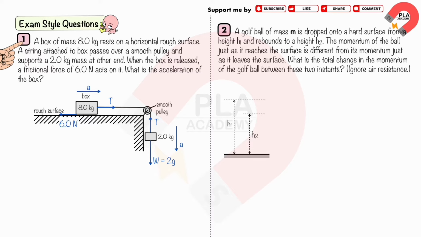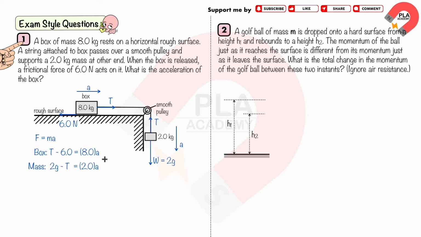g is the acceleration of free fall, which is 9.81 meters per second squared. We write the equation of motion for P and Q from the equation F equals ma. The resultant force F on the box is pointing rightward due to its acceleration rightward. The equation of motion of the box 8 kilograms is T minus 6 equals 8a. The resultant force F on mass 2 kilograms is downward due to its acceleration downward. The equation of motion of mass 2 kilograms is 2g minus T equals 2a.